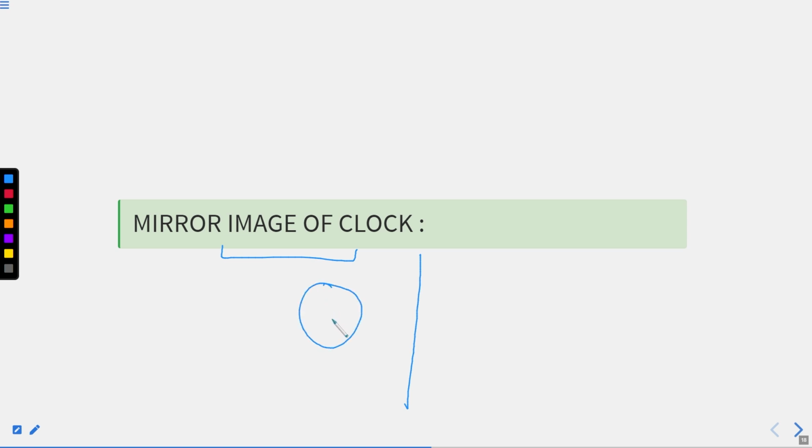If in a clock the time is, let's say, 3 o'clock, right? So, its mirror image will form like this, right? And this shows 9 o'clock. I hope this part is clear. This is a mirror image.